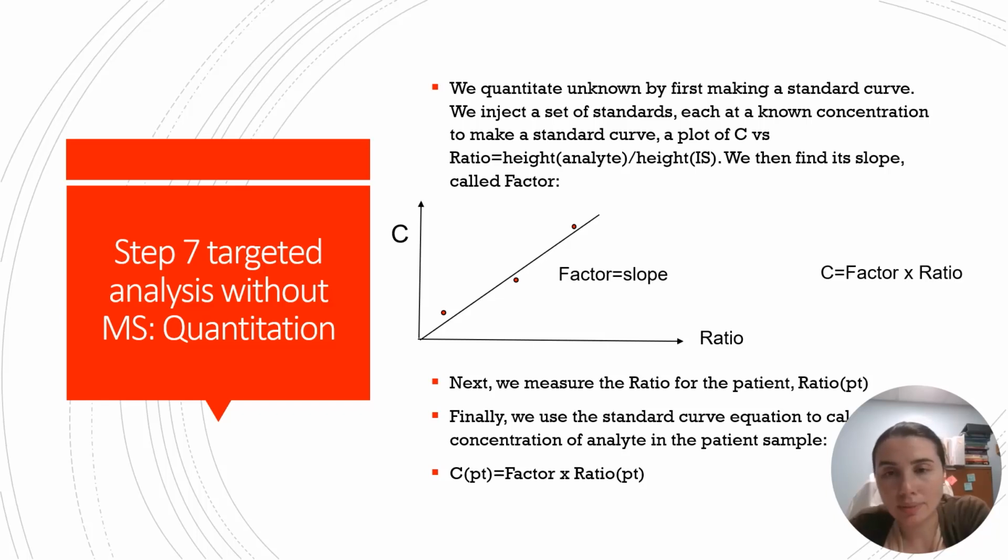If you want to quantitate without mass spec, you will still first make a standard curve, inject a set of standards, each at a known concentration to make the standard curve, and a plot of concentration versus your height ratio between the analyte and the IS. You then find a slope, which is called the factor, and then we measure the ratio for the patient, and then you use the standard curve equation to calculate the concentration of the analyte using this reaction. So your concentration is going to be the factor multiplied by its individual ratio.